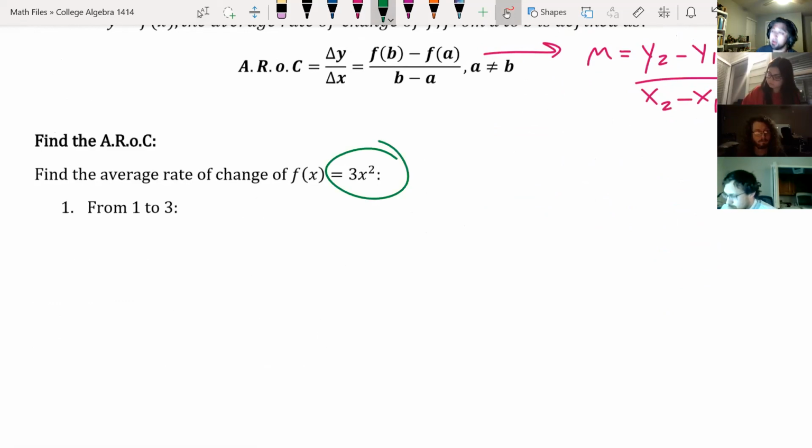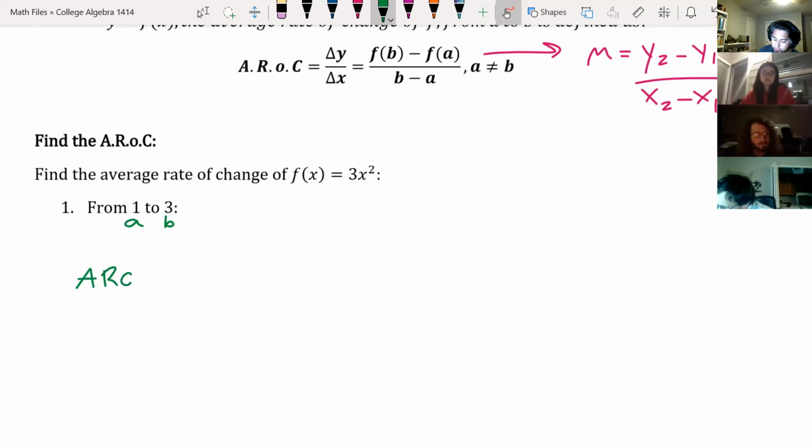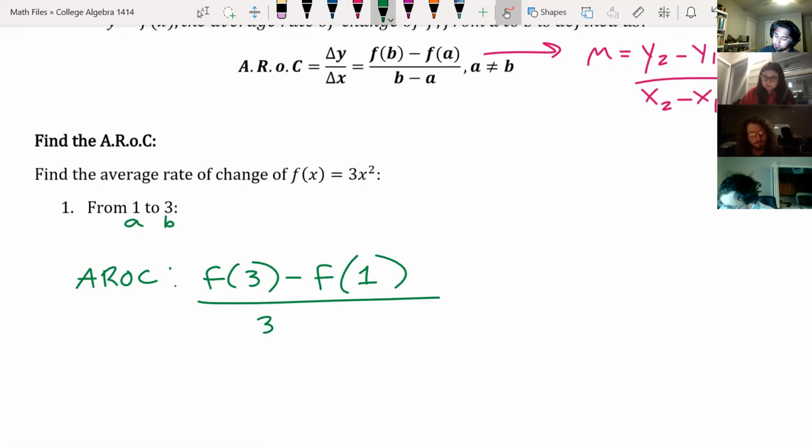And our function here is 3x squared. So what I like to do is label everything. Since our average rate of change is f of b minus f of a over b minus a, I like to label the x values we're given. So 1 is going to be a, and 3 is going to be b. And now, to find the average rate of change, we're going to have f of b, which is f of 3, minus f of a, which is f of 1, over b minus a, 3 minus 1.